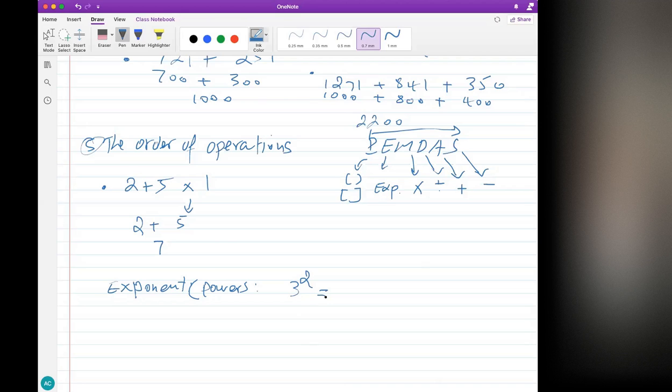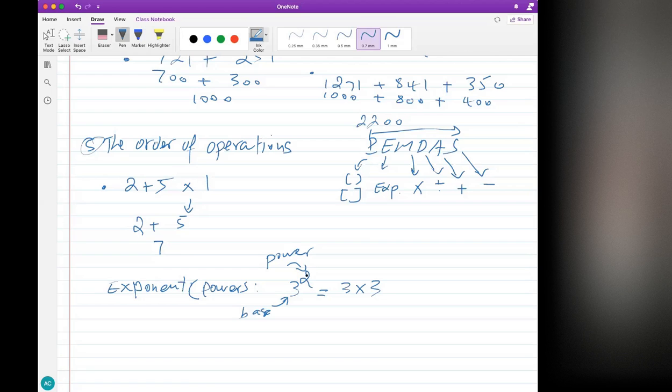9. 9. How do you get 9? If you break it down. Multiplying, yeah, 3 times 3. 3 times. This is the base, and this exponent or power.